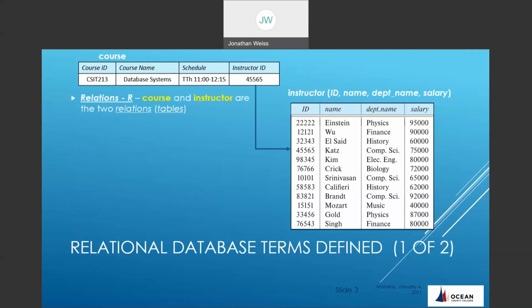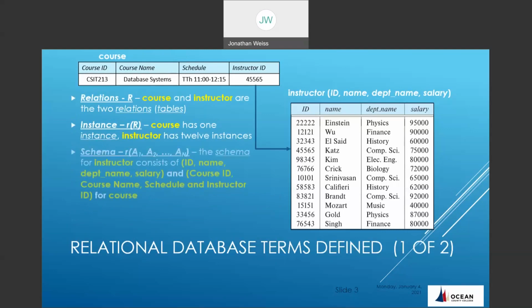So in this case, course and instructor are two relations. Course has one instance, and instructor has 12 instances. The schema for instructor consists of ID, name, department name, and salary. And for course, it's course ID, course name, schedule, and instructor ID. Okay, so this slide helps a little bit with these definitions.